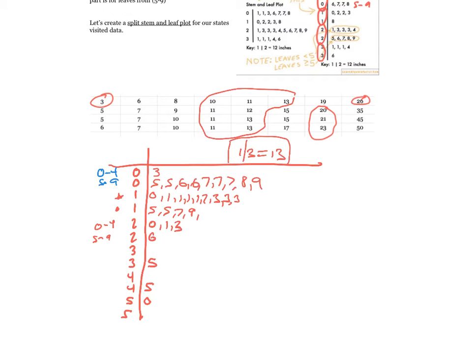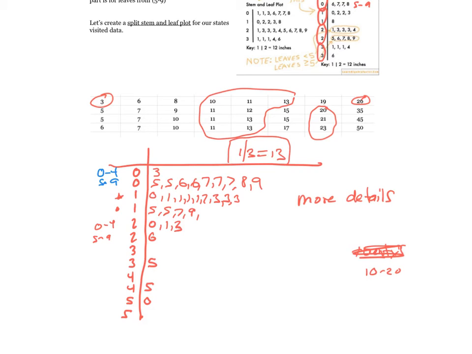What a split stem plot gives us is more details. Okay, because it splits the data up into smaller groups. So now, remember when we looked at the first graph, we said, wow, it looked like most people had seen states in the 20s, right? Like between like 10 and 20. But now if you look at it, the biggest group is really from 0 to 9.